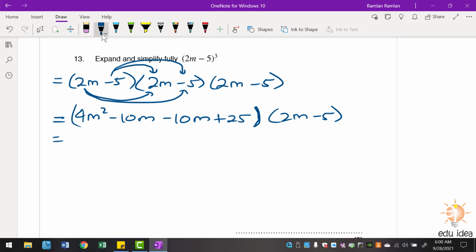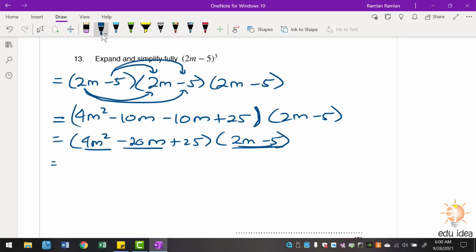Okay, so let's combine this, and we know that these two are like terms, so we can combine them. So we get 4m squared minus 10 plus minus 10 is minus 20m, right? And plus 25 in here. Okay, last one, we'll multiply this with all of them, multiply this with all of them, multiply this with all of them. Okay, so let's do that.